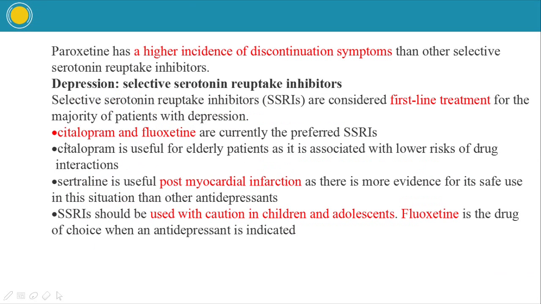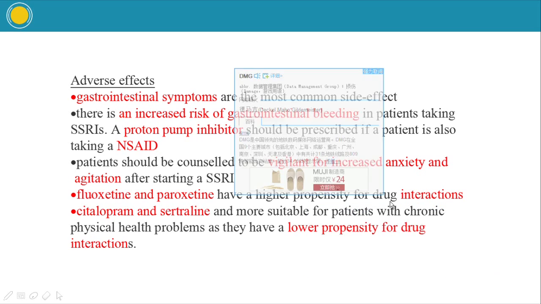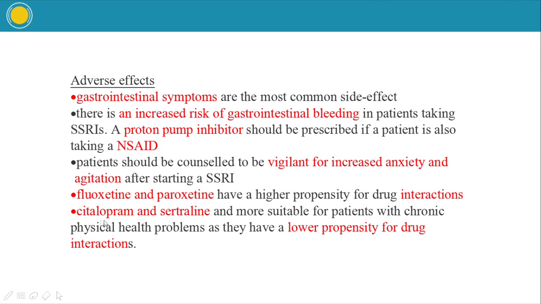We have recommended fluoxetine and citalopram to be preferred SSRIs. Fluoxetine and paroxetine have higher drug-drug interactions. Unlike citalopram and sertraline, they have lower drug interactions, more suitable for patients with chronic diseases or elderly patients. Why? Because most patients with chronic diseases or elderly patients take a lot of other drugs. To avoid drug interactions, we choose citalopram and sertraline.